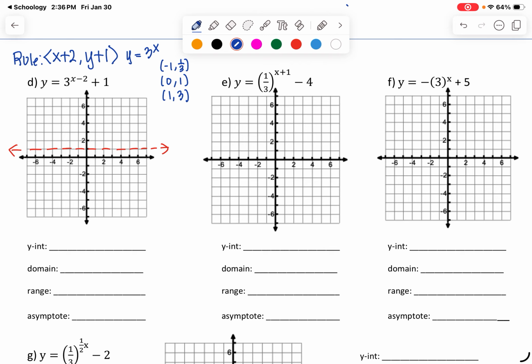All right, and then I'm going to use my rule to get my new points. So I need to add 2 to the x value, so that becomes positive 1. I'm going to write it down so I don't forget. And then add 1 to the y value, so that's 1 1/3. 1, 1 and 1/3, right there. For 0, 1, add 2 to the x value, that's 2. Add 1 to the y value, that's 2. So we got 2, 2. And then for my last point, 1, 3, add 2 to the x value, that's 3. Add 1 to the y value, that's 4. So 3, 4.